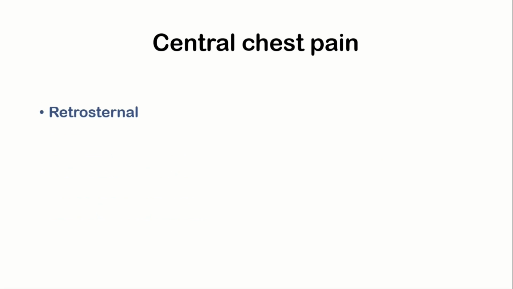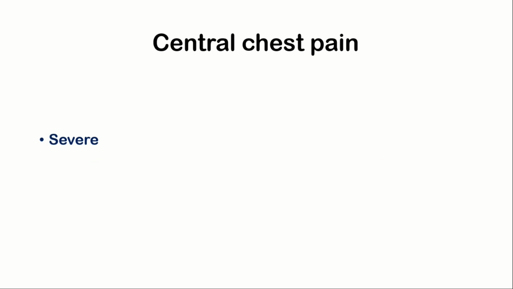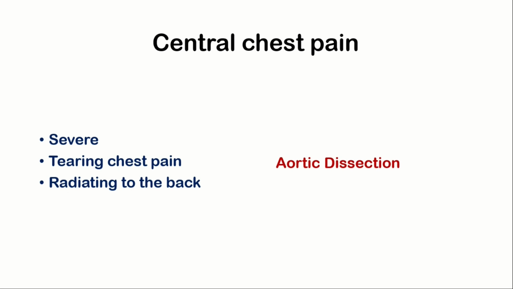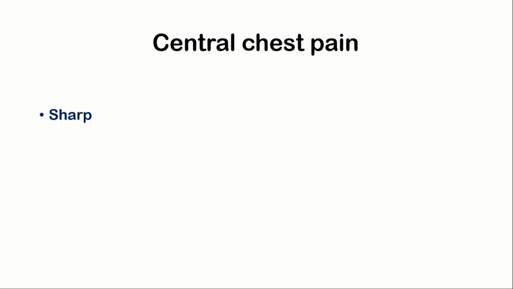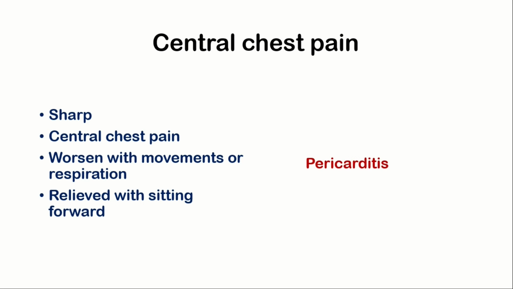A retrosternal, heavy, gripping type of chest pain that radiates to the left arm or jaw that is present even at rest could be due to acute coronary syndrome. Acute coronary syndrome includes myocardial infarction and unstable angina. A severe type of central chest pain that is tearing in type and that radiates to the back, often suggestive of aortic dissection. A sharp, central chest pain that is worsening with movements or respiration and that is relieved with sitting forwards, highly suggestive of pericarditis.